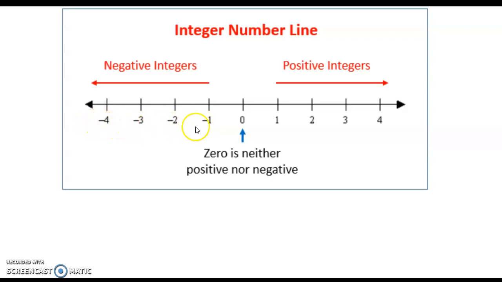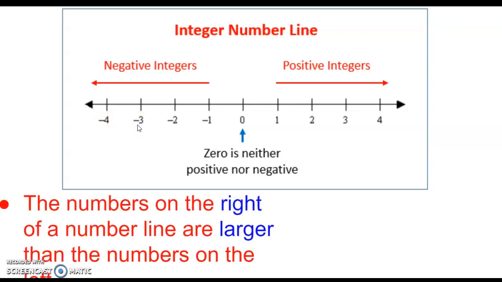As long as there's a negative in front of them, it's going bigger this way, right? Negative 4, negative 5, negative 6. So really, the more negative it is, the higher the number is going to look. But it's actually, there's a negative in front of it. So it's like, it's a bigger number with a negative sign in front of it. I'm sorry if that was confusing. The numbers on the right of a number line are larger than the numbers on the left.